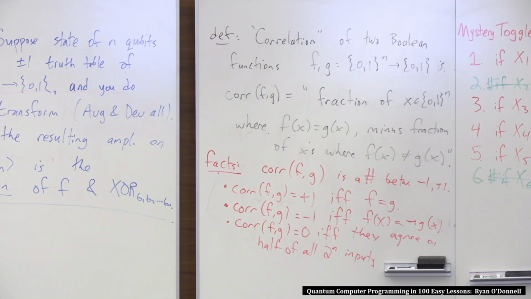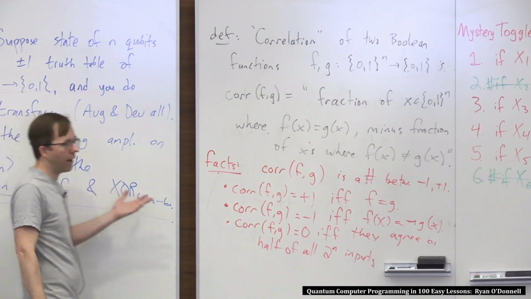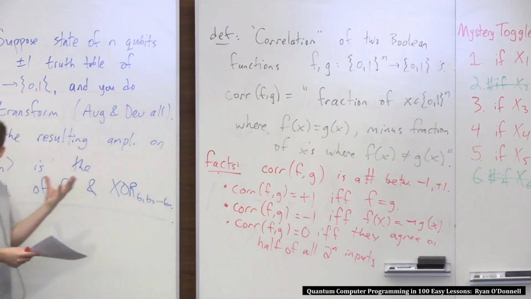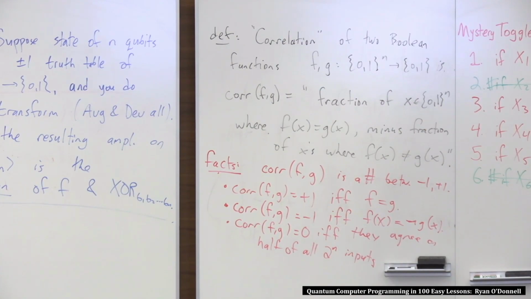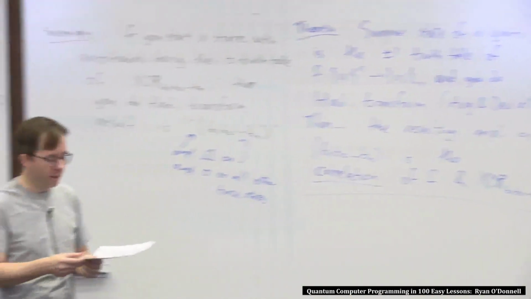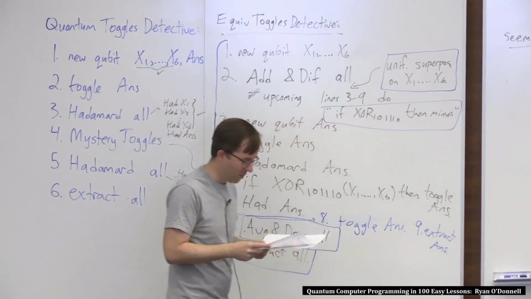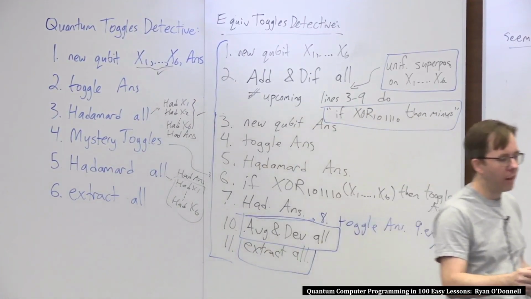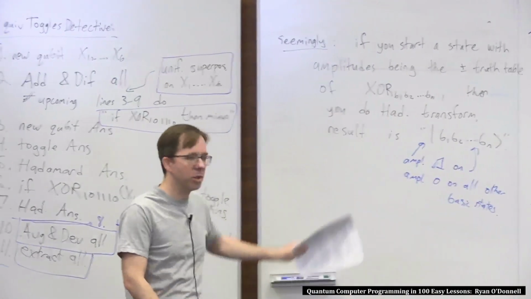These are not all the possibilities. The correlation can be, let's say, 0.8 if they agree on 90% of the inputs and they disagree on 10% of the inputs. Then the correlation would be 0.9 minus 0.1, which is 0.8. I guess it's not possible because 90% of a power of 2 is not an integer, but don't worry about that. Okay. Any question about that definition?